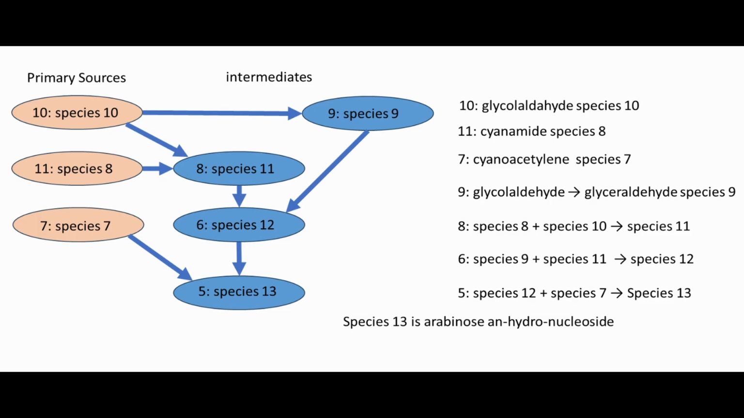The primary sources species are in their own separate pools that feed the network intermediate pools as necessary. Pool 10 contains the glycolaldehyde species 10. Pool 11 contains the cyanamide species 8. Pool 7 contains cyanoacetylene species 7. As we can see from the network, Pool 7 and Pool 6 feed Pool 5, where the arabinose anhydronucleoside species 13 is formed. Pool 8 and Pool 6 could be the same pool, but we keep them separate for simplicity, and because the species 11 must form before Pool 9, species 9 is needed to form species 12.